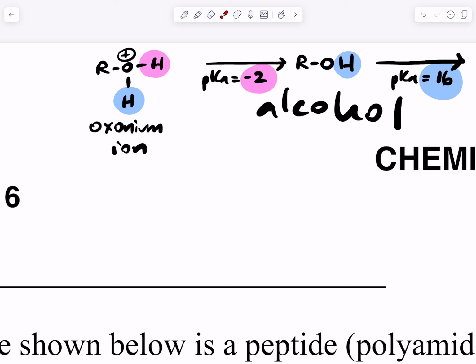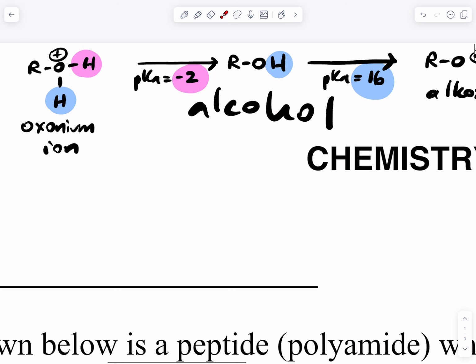So if it doesn't have a pKa, then basically that's a base. Can you give me an example of something that doesn't have a pKa? I think you may be trying to find meaning where I didn't intend it.